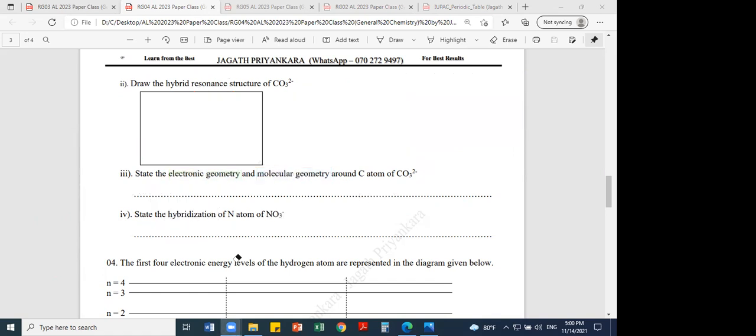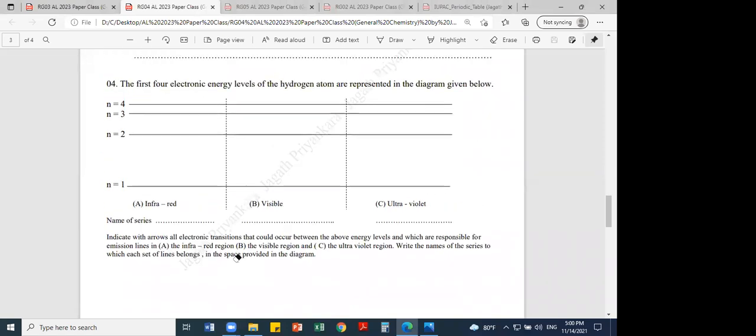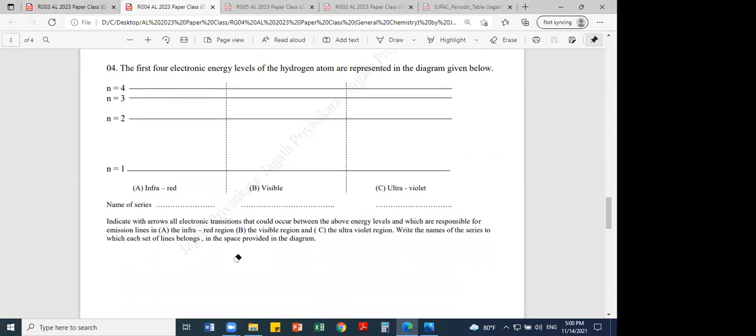Right. Then next one, let's go to the spectrum. Hydrogen spectrum. There are two types of spectrum: absorption spectrum and emission spectrum.